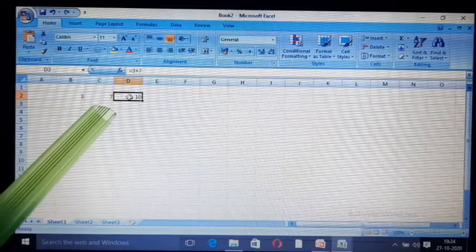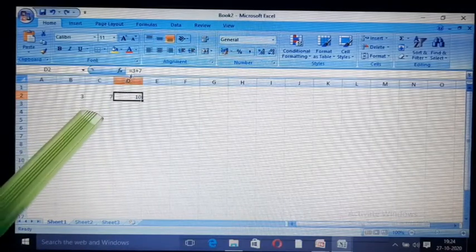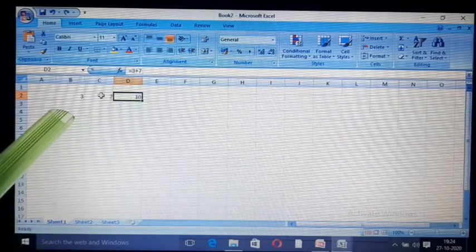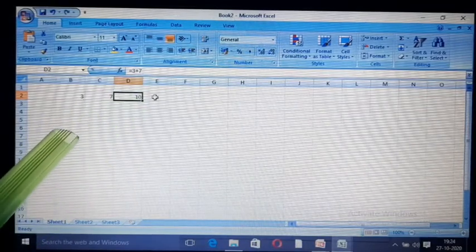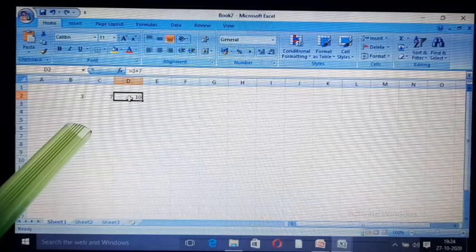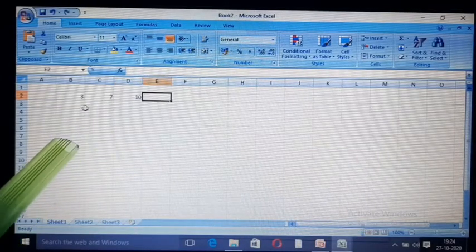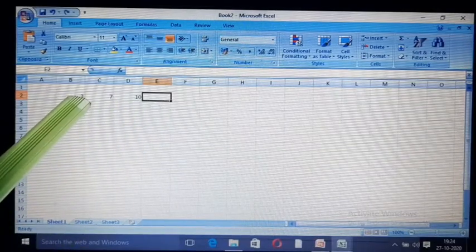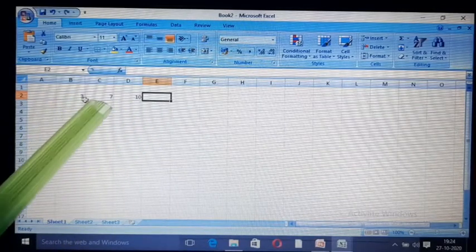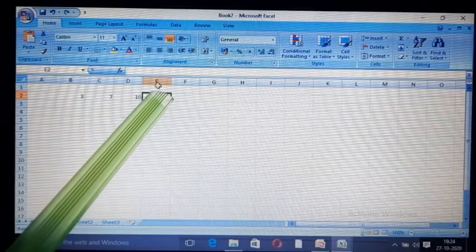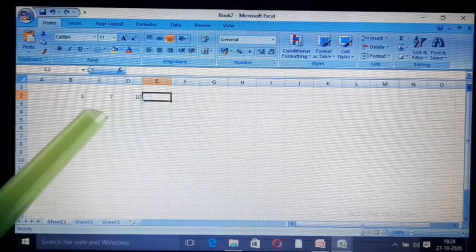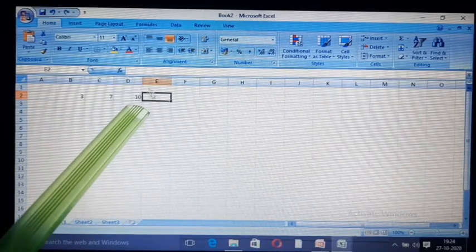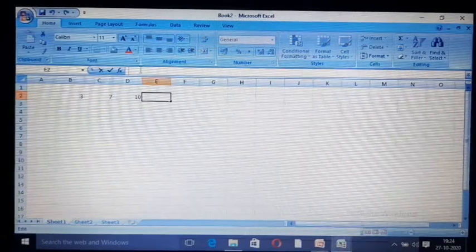In this way you can do it, but there is a better way. Don't write the cell contents. 3 and 7 are called cell contents. Instead of writing the cell contents, you write the cell address. I'll tell you how. Click here to bring the answer in cell E2, where we will add 3 and 7. We have done it using the cell content; now we'll do it using the cell address.